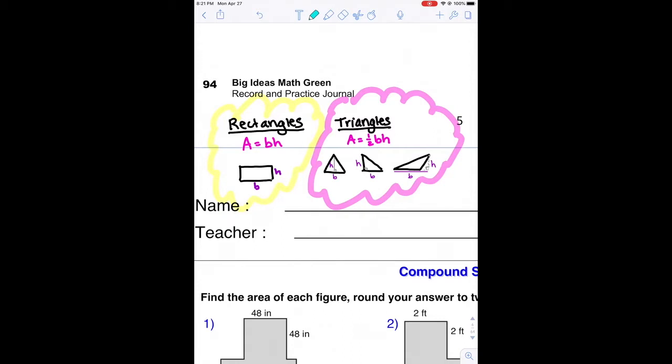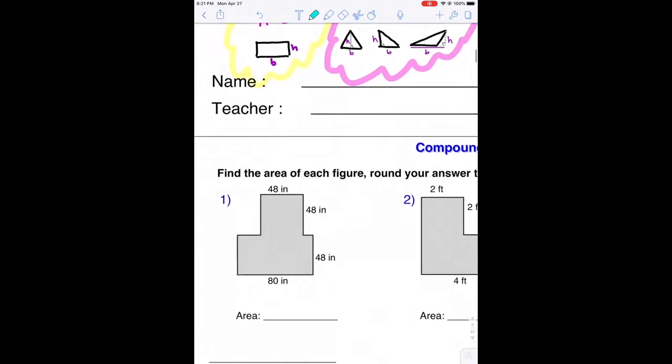So we know that the formula for finding the area of a rectangle is base times height. And we know that the formula for finding the area of a triangle is 1/2 times base times height. And we know that the base and the height have to meet at a right angle. So let's take a look at some of these problems.